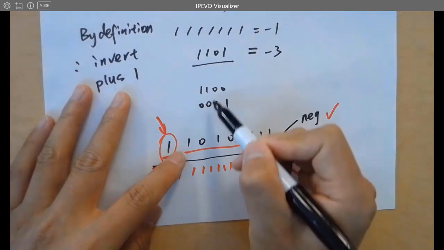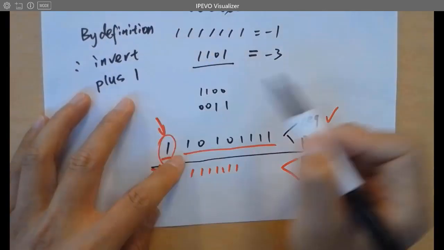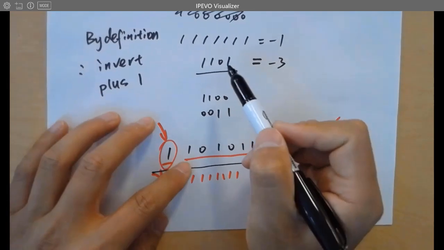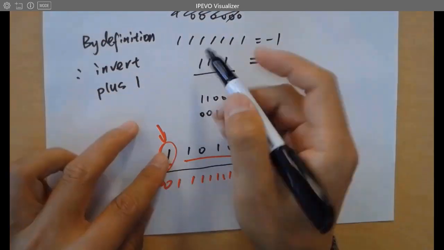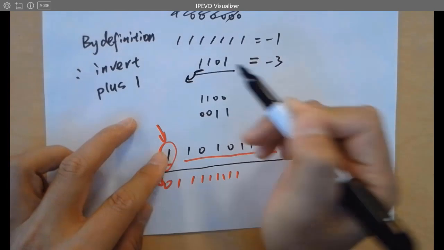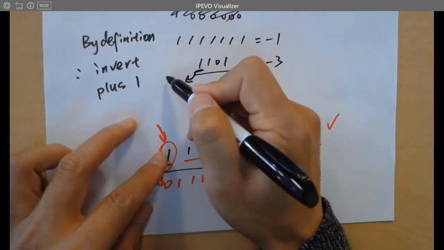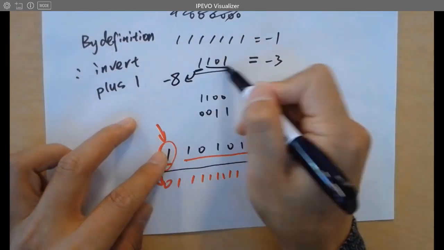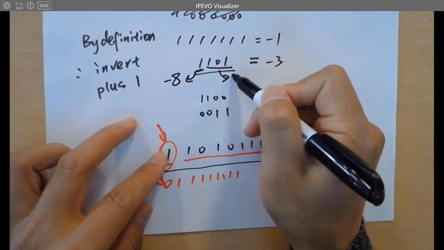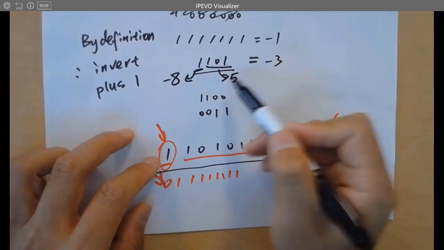So we just do a calculation in the traditional way and verify that. But if we do it in a quicker way, remember that in 2's complement this one is minus 8, and all the rest of them add up to 5. So you can directly add it together and get minus 3.